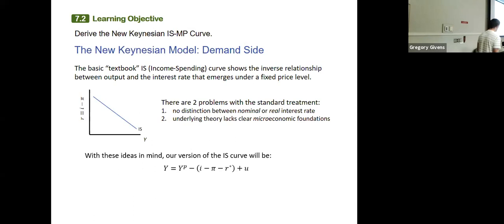Okay, we are going to continue our discussion of the new Keynesian model today. We are going to finish talking about all of the different components of the model and put it together and see how it determines the output gap and inflation and equilibrium.